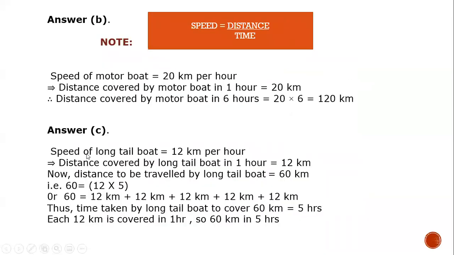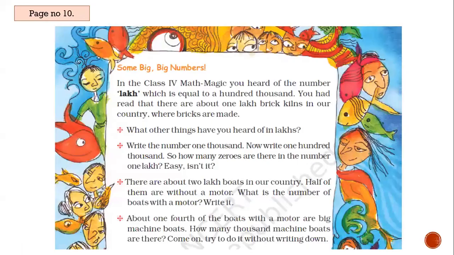So this is the solution. Speed of long tail boat is 12 kilometers per hour. Distance covered by long tail boat in 1 hour is 12 kilometers. So for 60 kilometers, it will take 5 hours. How 5 hours? 12 fives is 60. Or the second method is you can keep adding 12 kilometers to get 60. That means we have added how many times? 1, 2, 3, 4, 5. Each 12 kilometers is covered in 1 hour. So that is 5 hours.